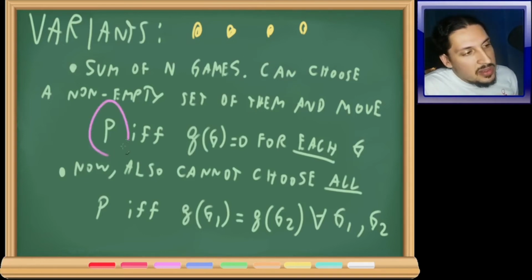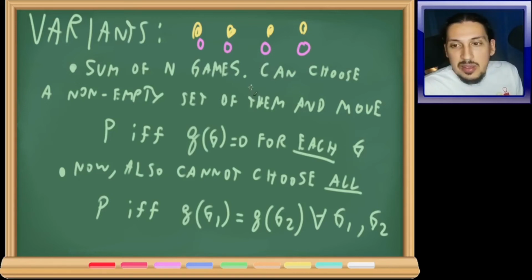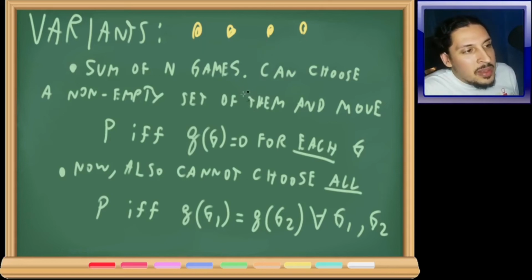Well, the position is losing precisely when all of the Grundy numbers are 0. Remember that for the normal play condition, you have to take XOR. But here, if the move is that you choose any number of games from 1 to n, and you move in all of them at the same time, then in order for the position to be P, it has to have all zeros as Grundy numbers. And this is easy to check with the universal property.